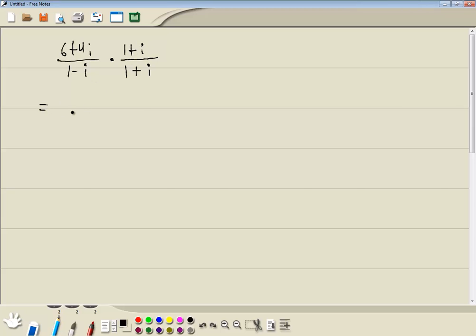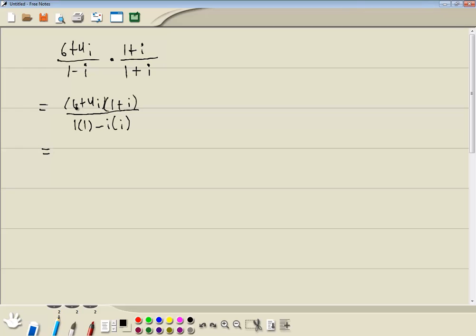Well, up on top, we're going to have 6 plus 4i times 1 plus i. Now down below, the nice part about conjugates is all you have to do is multiply your first parts together and your last parts. So 1 times 1 and negative i times i.